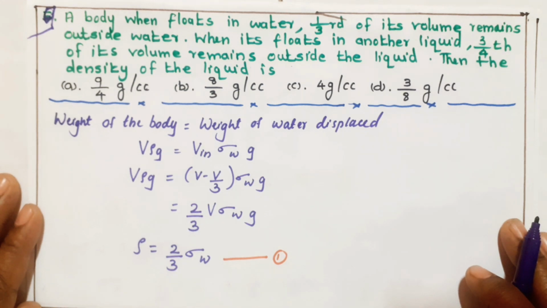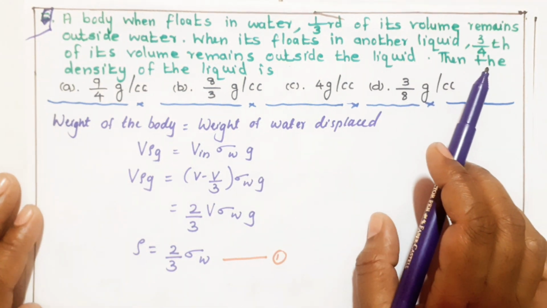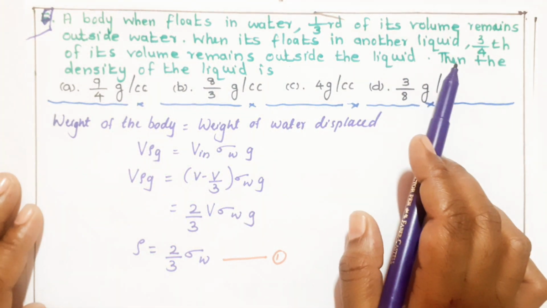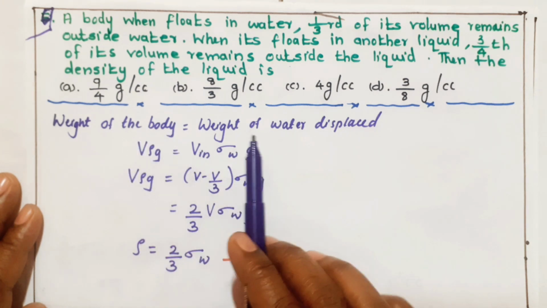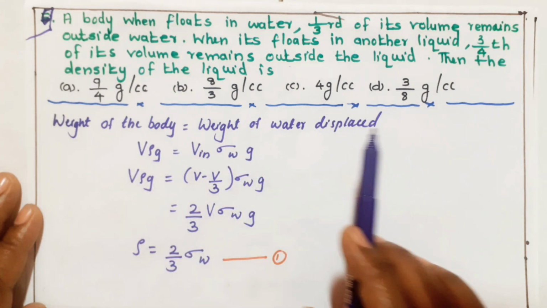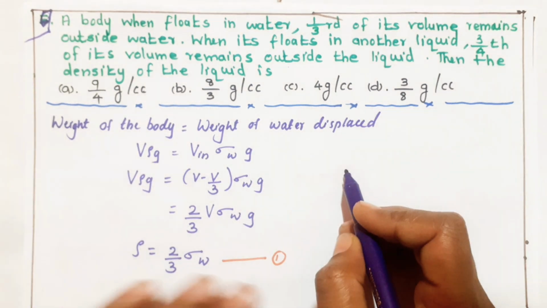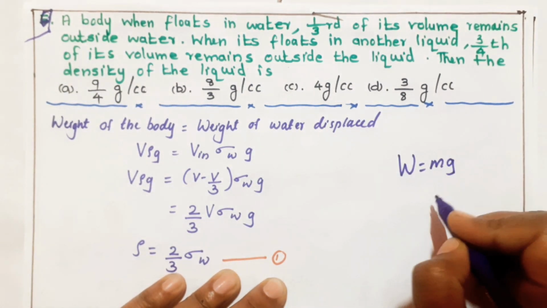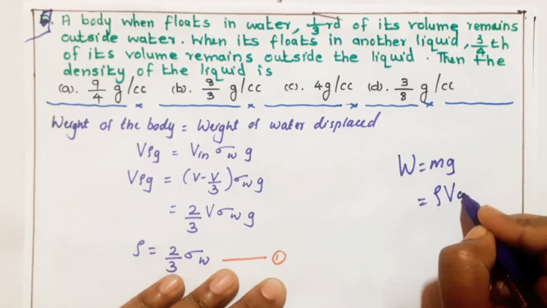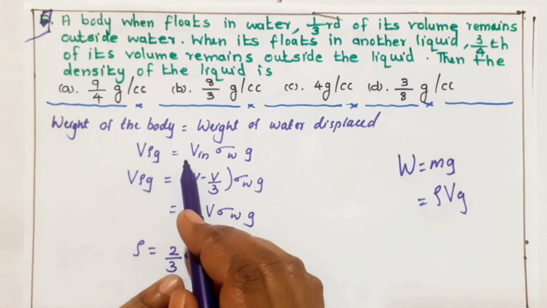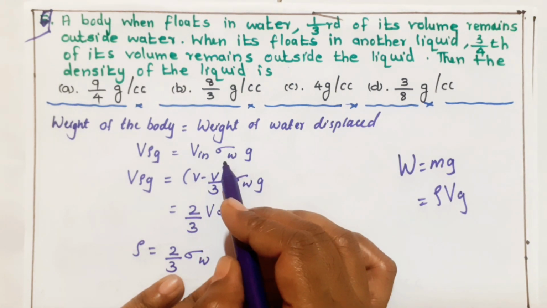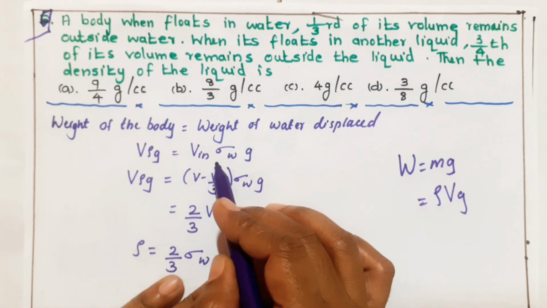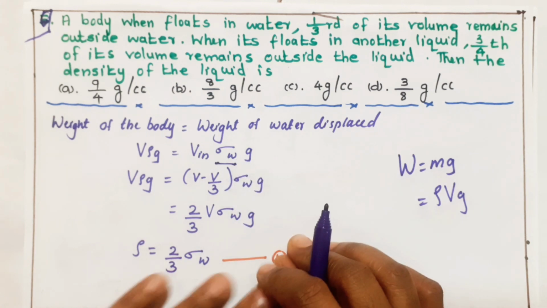A body when floats in water, 1/3 of its volume remains outside the water. When it floats in another liquid, 3 by 4 of the volume remains outside the liquid. Then the density of the liquid is. We can write here, according to our Archimedes principle, weight of the body is equal to weight of the water displaced. Weight is equal to mg, mass into gravity. Mass we can write as density into volume. So weight of the body is V rho G, equal to weight of the water displaced, meaning how much part is inside the liquid. So that's V inside, sigma W into G. I used another letter for density, that's all.